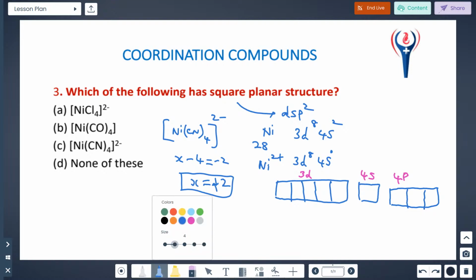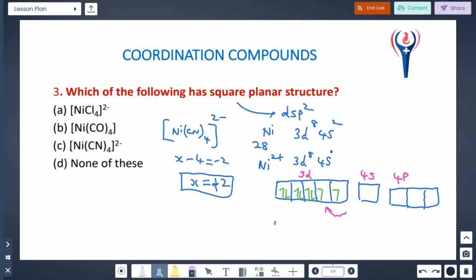Now see, 3d8. So here one more thing. 3d: 1, 2, 3, 4, 5, 6, 7, 8. Correct or not? But CN is what kind of ligand? CN is a strong ligand. Strong ligand means what happens? It forces the unpaired electrons to pair up. So already we have 3 pairs. Now one more pair will be coming. Understood?